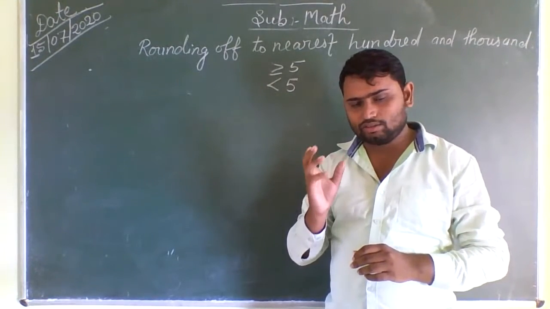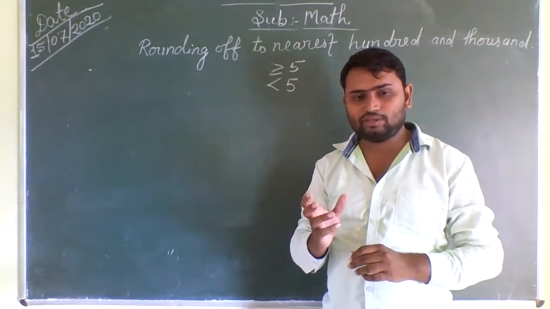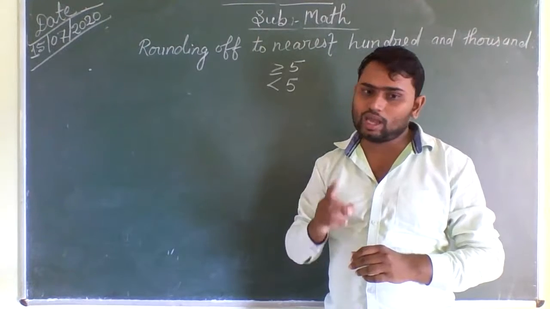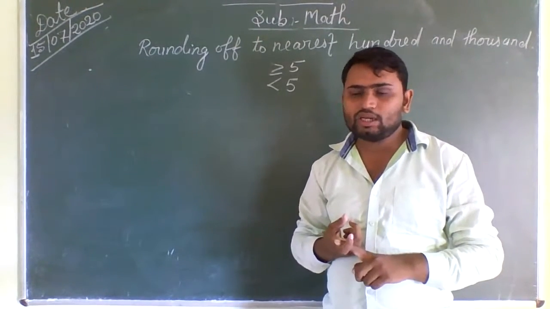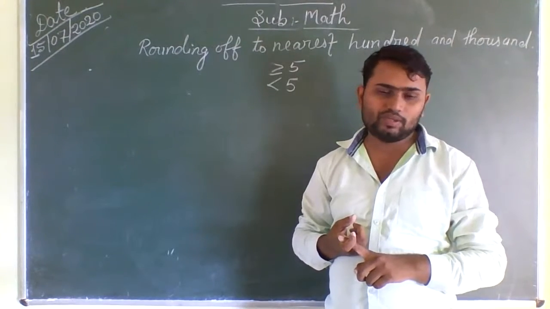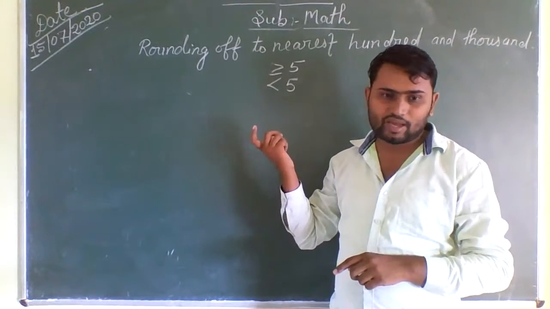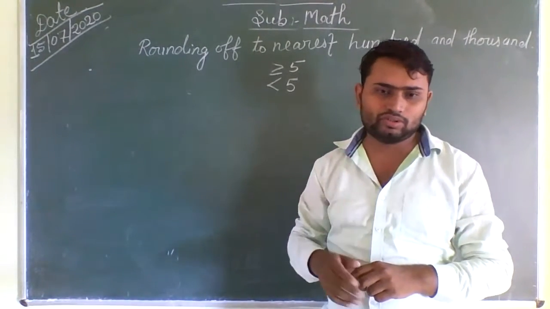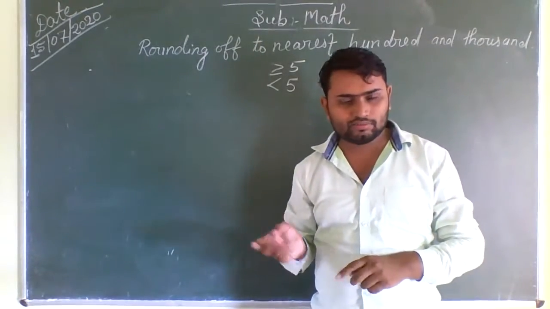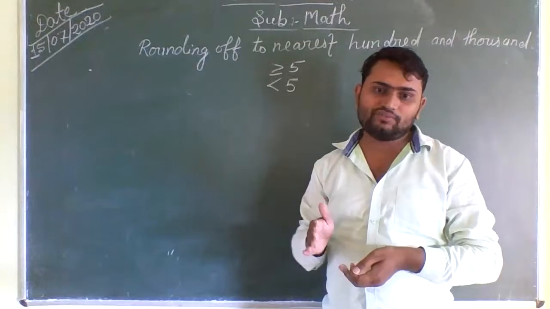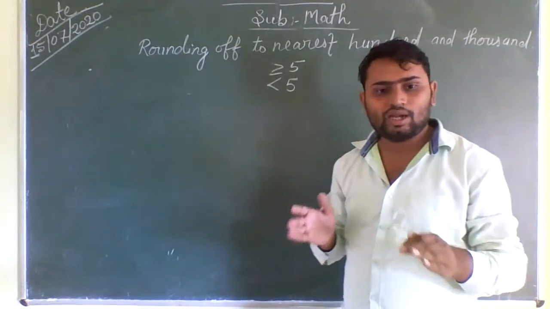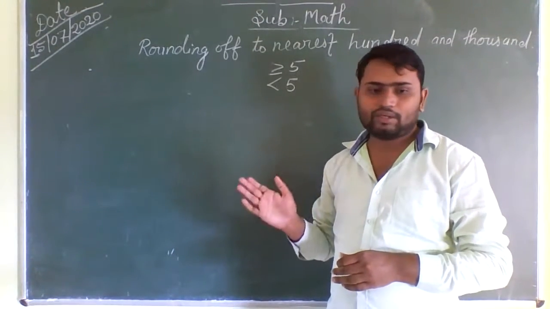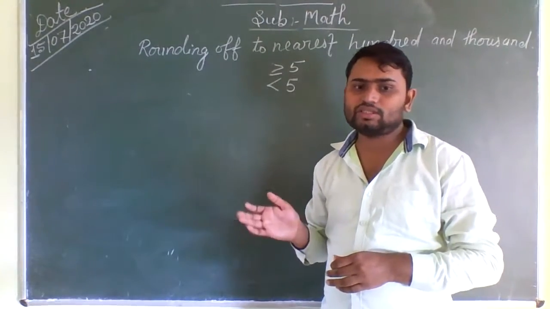So, to find the nearest 100 of any given number, first we will see the digit at the 100 place, and then we will see the digit at the tens place. If the digit at the tens place is greater than or equal to 5, the digit at the 100 place should be increased by 1, and then we will put two zeros. If it is less than 5, we will not make any change to the digit at the 100 place, and again we will put two zeros after that. That's the way we can round off any number to its nearest 100.